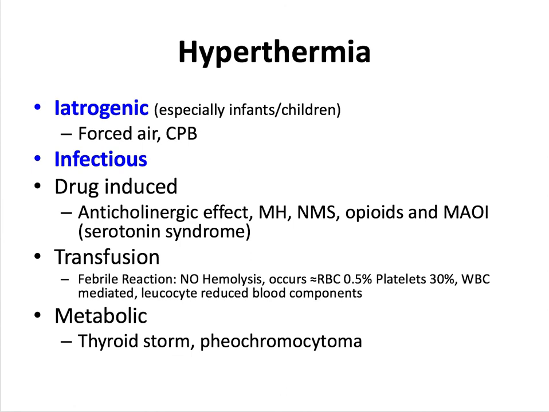Drug-induced anticholinergic effects. Atropine, for example, in an infant can stop the sweating mechanism and reduce heat loss, and the temperature can go up. MH in someone who has received succinylcholine and/or an inhaled volatile anesthetic like isoflurane, desflurane, or sevoflurane. If you combine opioids and MAO inhibitors, serotonin syndrome can occur and be associated with hyperthermia.